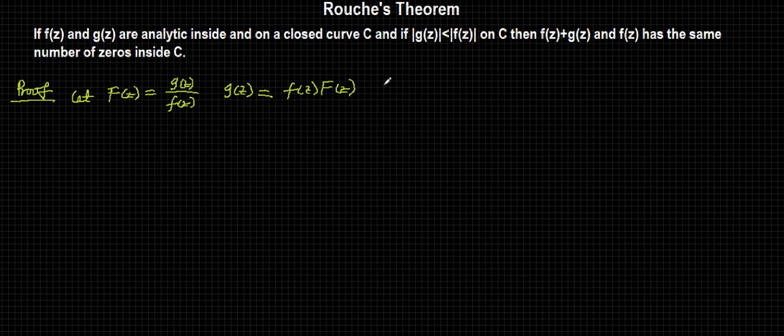And also from our law of differentiation by product, we're going to have f prime of z equal to f prime of z capital F of z. We're going to have g prime of z equal to f prime of z capital F of z plus f of z capital F prime of z.